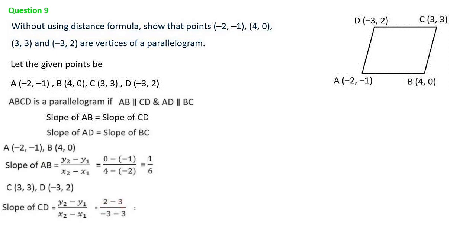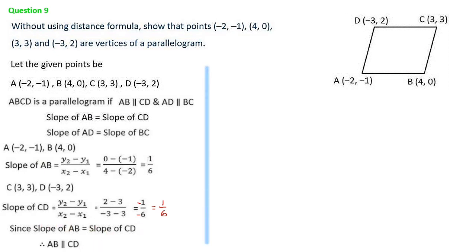So 2 minus 3 is equal to minus 1. Minus 3 minus 1 is minus 4. Actually, what we have done is cancelled the minus signs and written the final answer. So even if you write the final answer alone, it's not an issue. Here the minus signs cancel and finally we have got 1 by 6. You see here the slope of AB and the slope of CD are both 1 by 6. That means we can write slope of AB equal to slope of CD. So AB is parallel to CD.